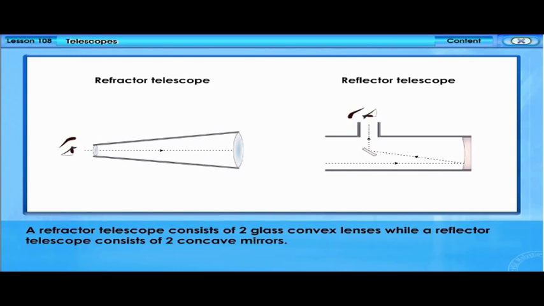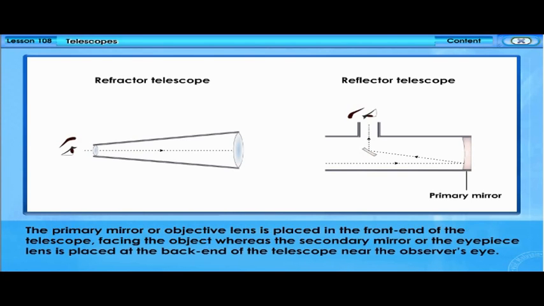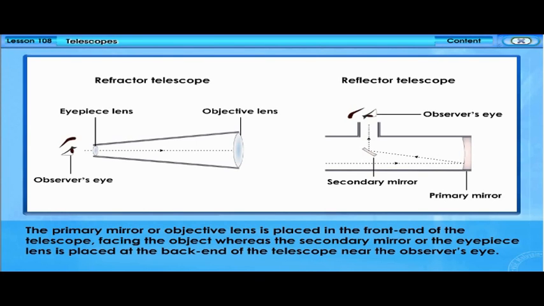A refractor telescope consists of two glass convex lenses, while a reflector telescope consists of two concave mirrors. The primary mirror or objective lens is placed in the front end of the telescope, facing the object, whereas the secondary mirror or the eyepiece lens is placed at the back end of the telescope, near the observer's eye.